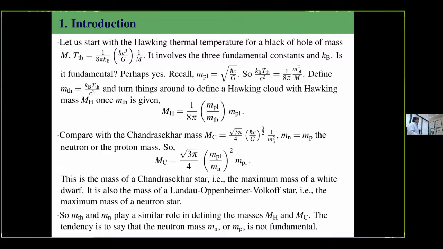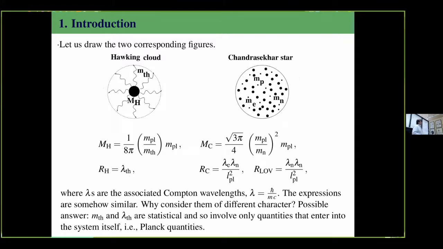Well, let's be more specific. So we draw the two corresponding figures. We have the Hawking cloud and the Chandrasekhar star. Now, the Hawking cloud, you see, there is a cloud of particles being emitted with all this cloud as thermal mass. And there is a Hawking mass in the center, which is the whole mass. And it's given, as we saw, by this expression here.